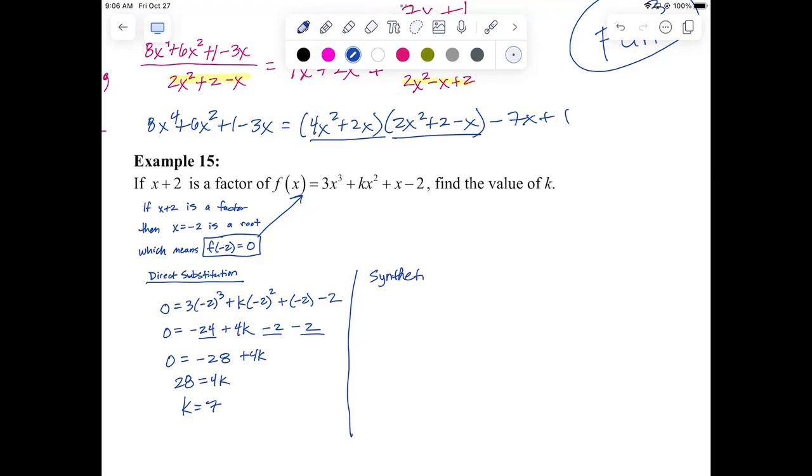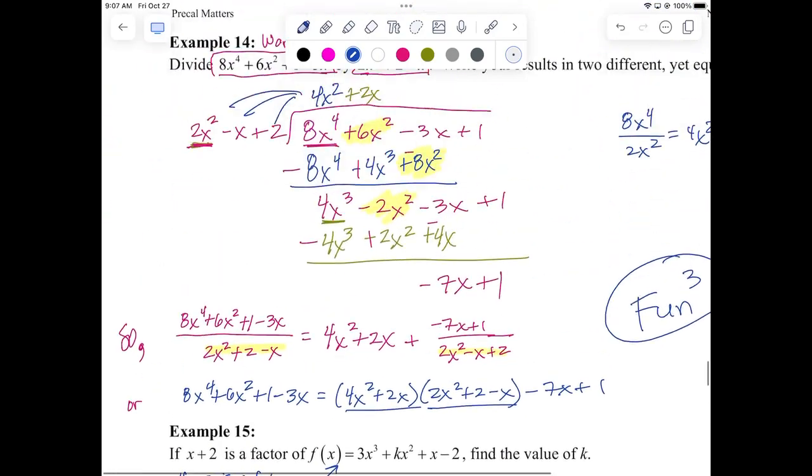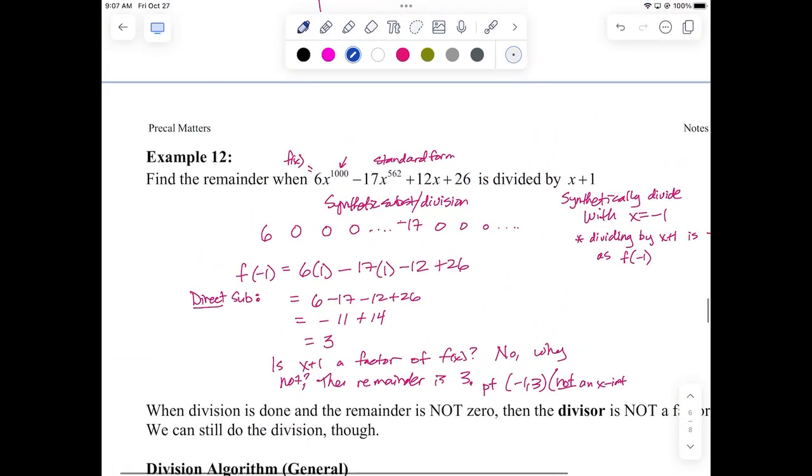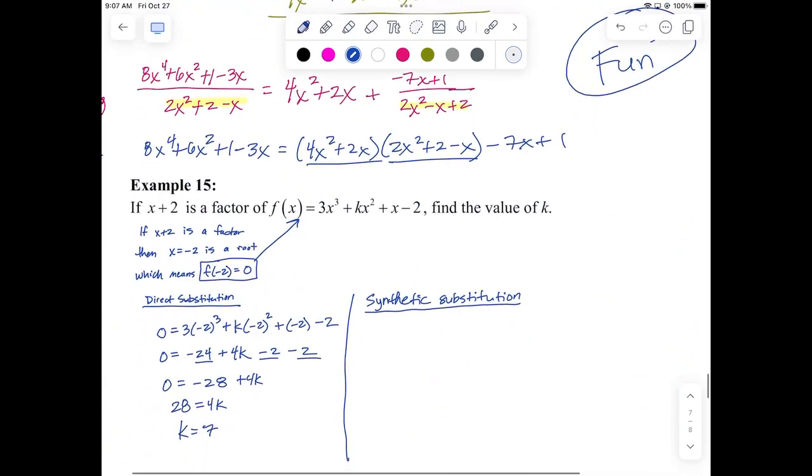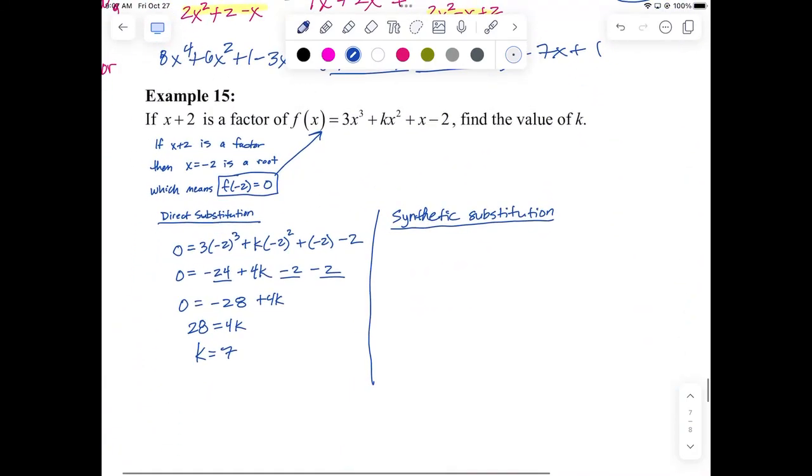Is the test going to say, do one direct substitution and one synthetic substitution? More than likely, no. You'd be able to choose. I would like for you to be able to choose which method. I'd like for you to know how to do both methods, but I might set up a problem like example 12 where you're encouraged just by the nature of the problem to do one version over the other. Does that make sense? But if it's a problem like this, it would probably read exactly as it says here.